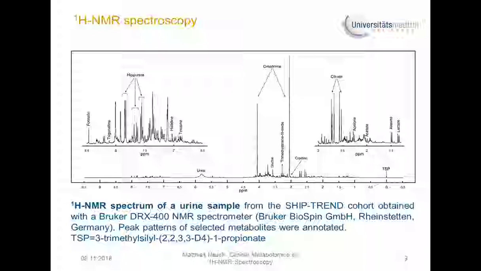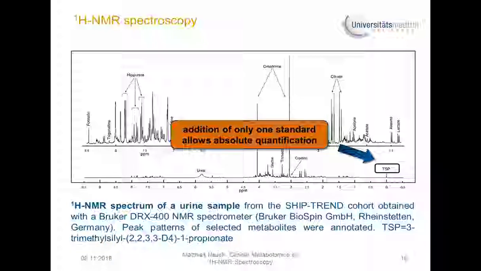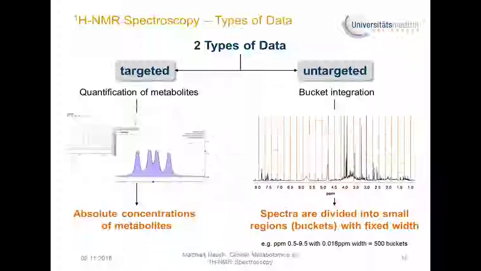When we look at the NMR spectroscopy, you see a spectrum like here from a urine sample, and we have a lot of substances we can really define and measure and quantify, and this quantification is possible through the addition of only one standard, TSP, and according to the TSP peak we can quantify all of our substances within the spectra. In general, we have two different ways to analyze these data of the NMR spectroscopy.